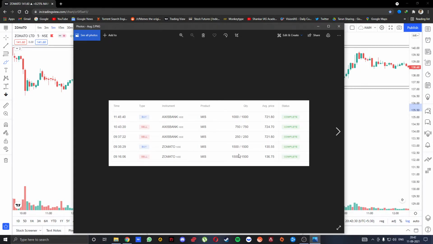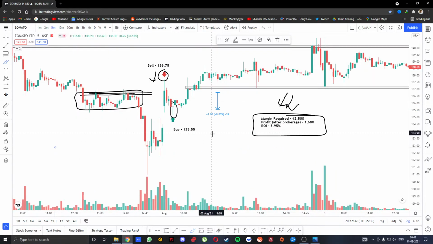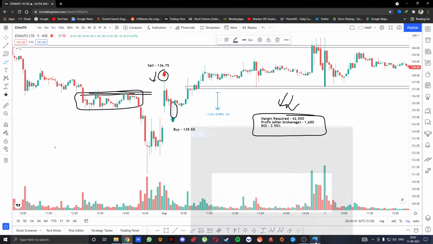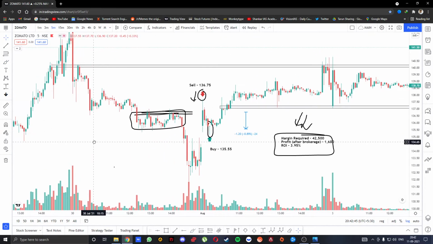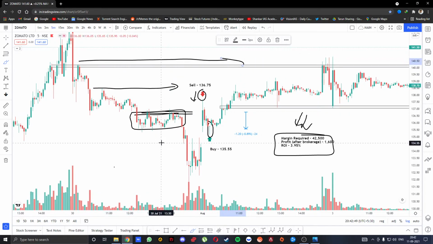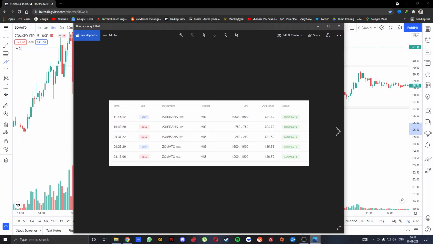This is the trade. Screenshot from my brokerage. As you can see, entered just 1 minute into the open. I was ready to enter more. I only entered 1500 shares, only 42,000 margin required. I was ready to short at these levels, but I got a profit right here. So needed to further add more. Axis Bank.